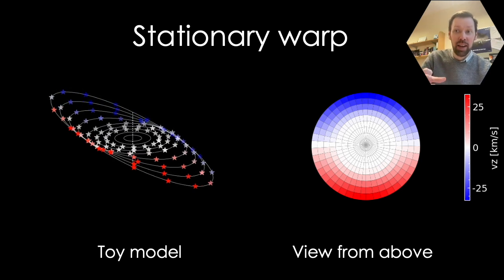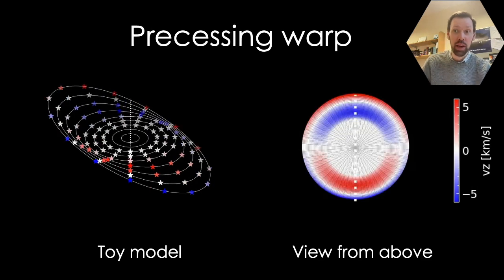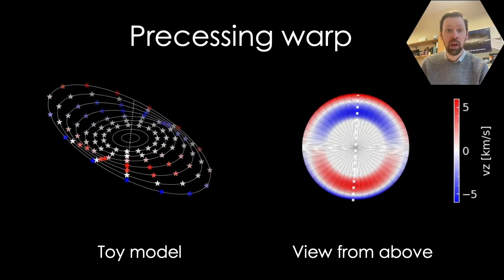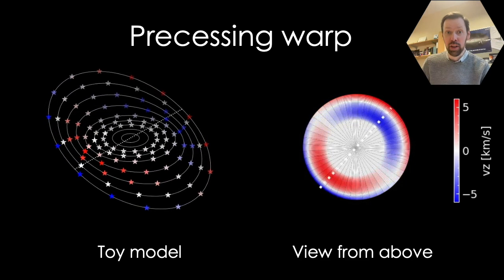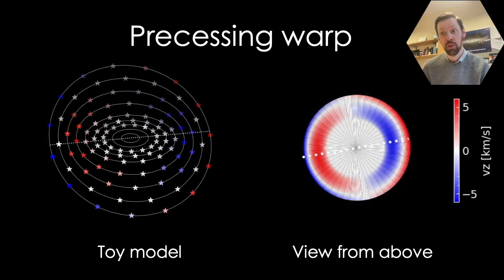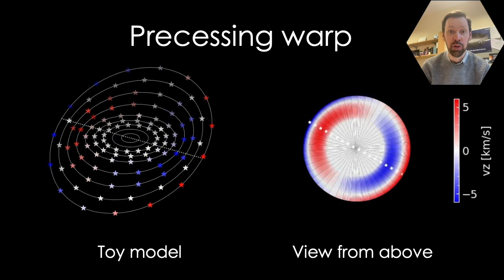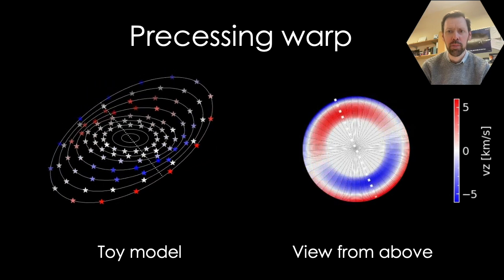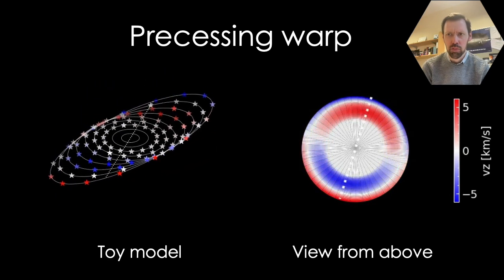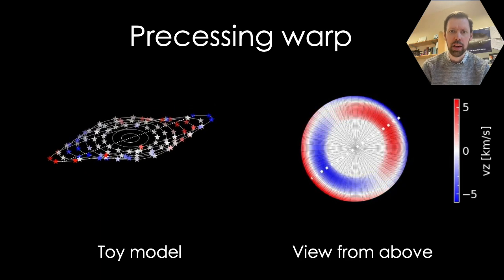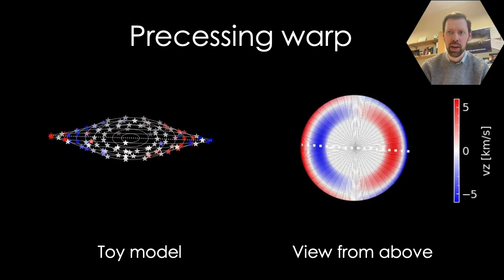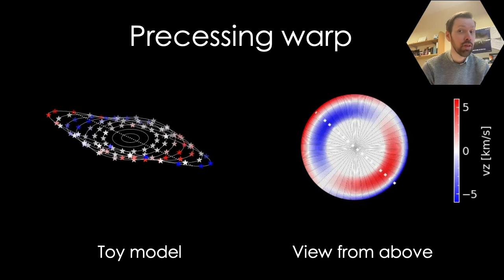But what happens if that line of nodes, if that warp is precessing? Well, then we have something rather like this. Our toy model on the left now has a precessing line of nodes, also shown in the plan view on the right. And you can see that the behavior of stars just into the warp is roughly as we'd expect still, that they're going faster than the line of nodes.